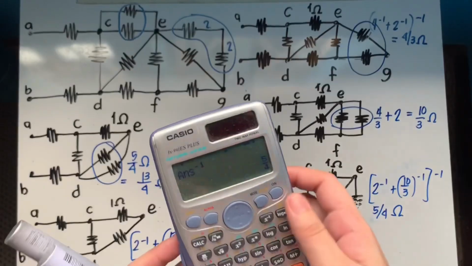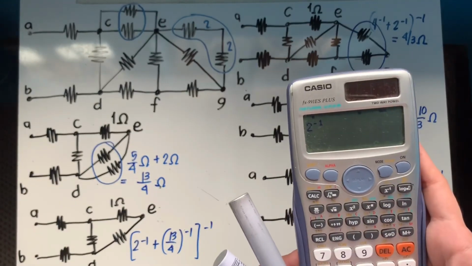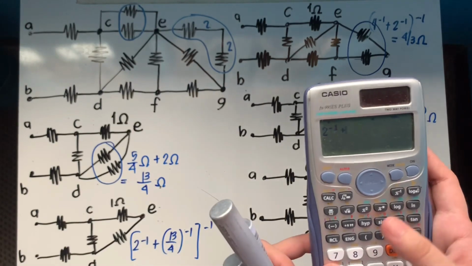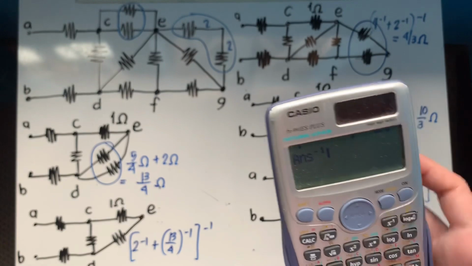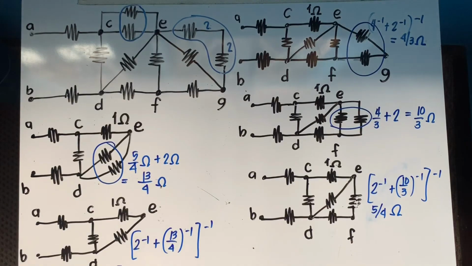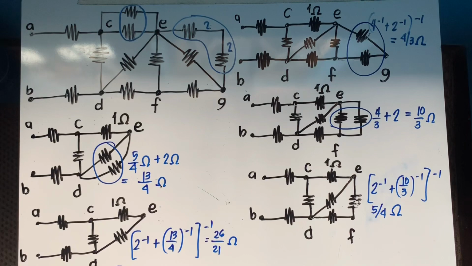calculator natin yan. So, you have 2 inverse plus, so yung 13/4 inverse, i-reciprocal lang po. That's 4/13. Yung sagot natin inverse ulit. So, we have 26/21. Ibig sabihin, ay 26/21 ohms. After that, ano nangyari?